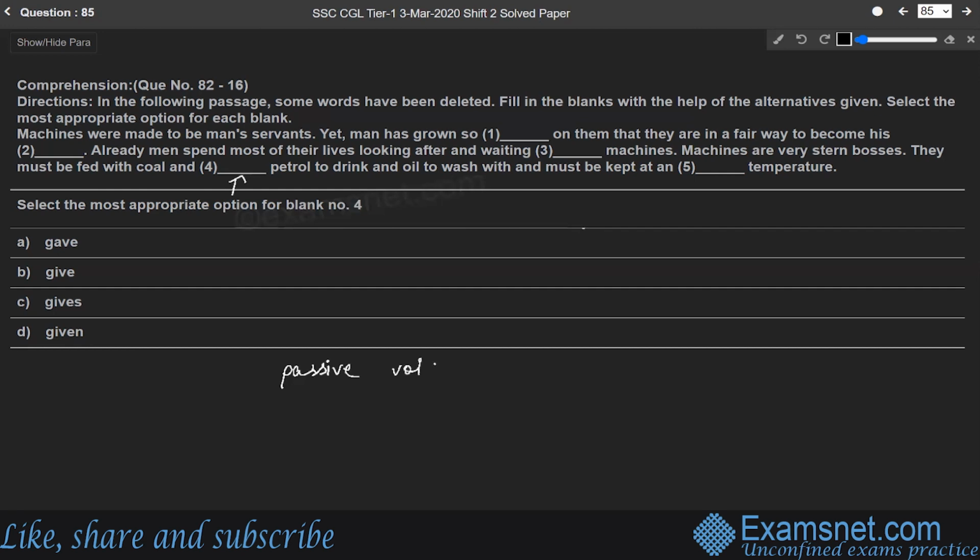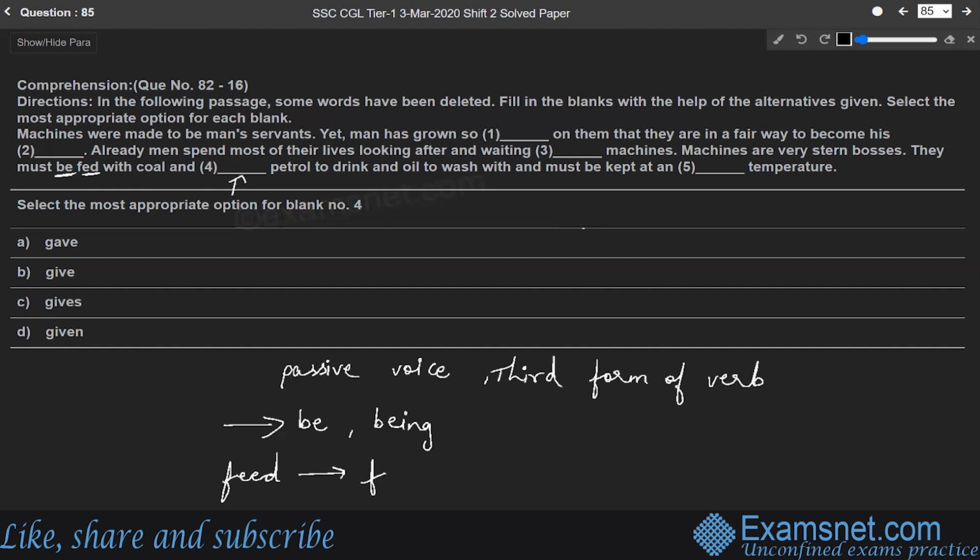Now, how to identify whether a sentence is in active voice or passive voice? Here you can see that be is used. So be is always used in passive voice. Be or being. So this kind of words are used in passive voice. And also third form of verb is used. You can see that the third form of verb is fed. It is the third form of feed. So fed is the third form of the verb feed. So by these two words, we identify that the sentence is passive voice.